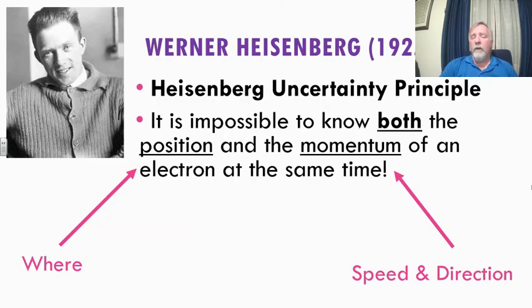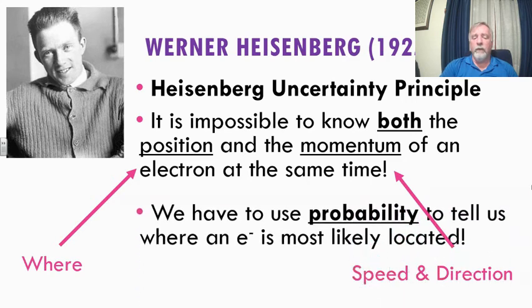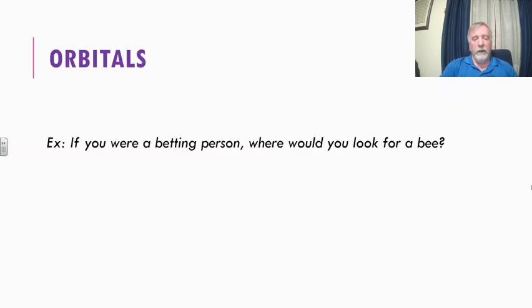So taking what Heisenberg was telling us, since we can't know both at the same time, all we can do is use probability. Where is that electron most likely located? Most likely located. Mind-blowing idea here. So that's going to take us on to the idea we don't have orbits anymore. We're going to come up with the concept of an orbital.